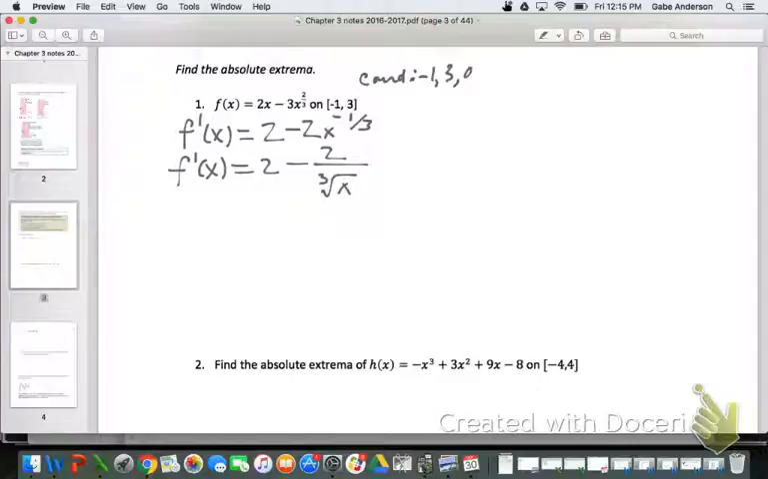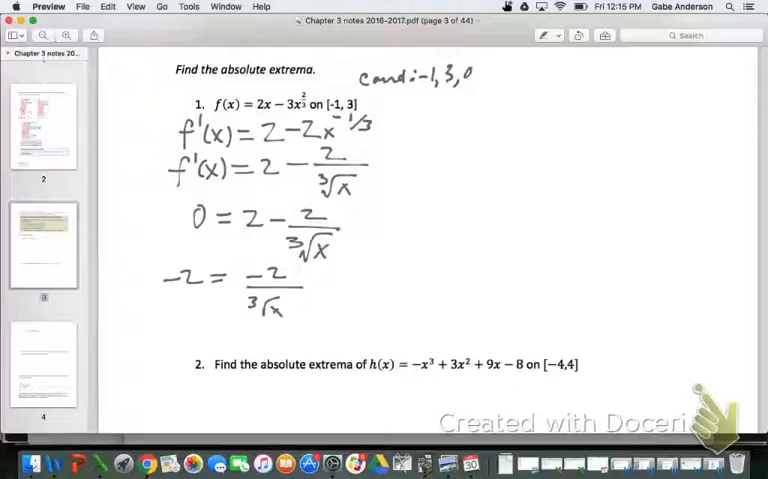So I'm going to do the same thing. I'm just going to write 0 equals 2 minus 2 over the cubed root of x. And now we're going to try to solve this. This is where your old algebra skills, solving equations, come into play. What would you do first? Subtract 2. Okay, so it'd be -2 equals -2 over the cubed root of x.